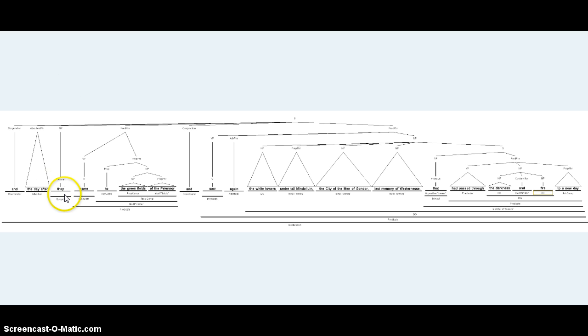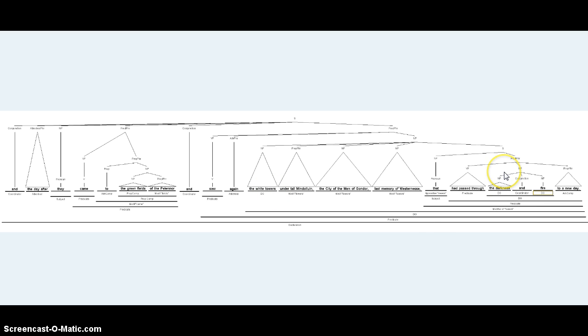The main subject is they, which is earlier at the beginning here. And they saw, and what they saw is the white towers, our direct object. And so under tall Mindolluin is a modifier of towers. The city of the men of Gondor is another modifier of the towers. And last memory of Westernesse is another modifier of towers. So these are all individual noun phrases and a prepositional phrase that modify the towers.